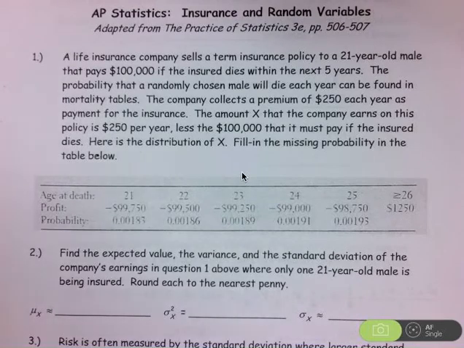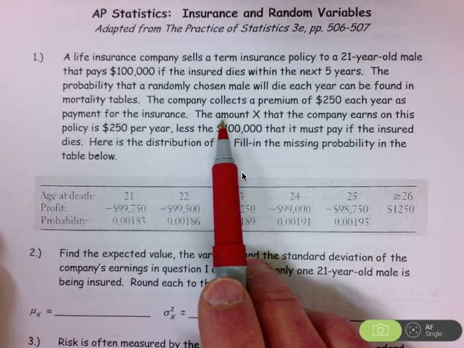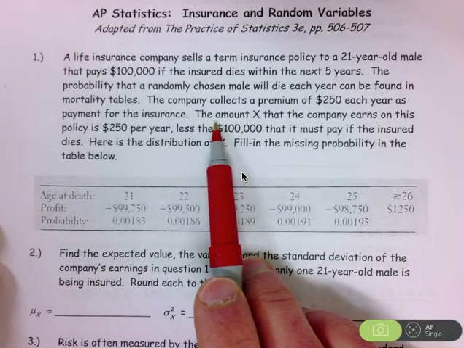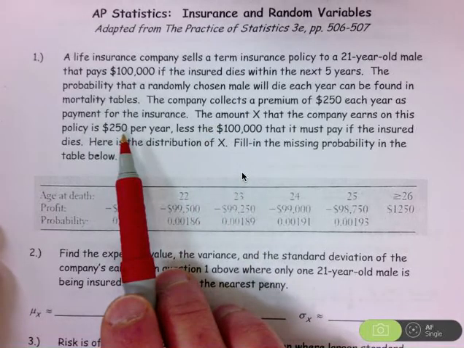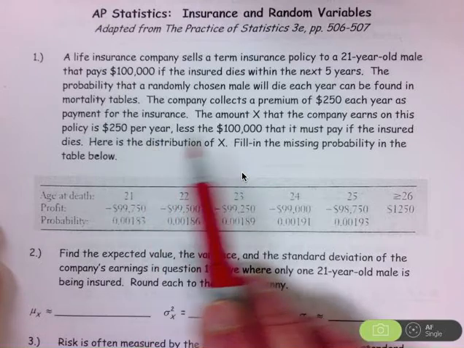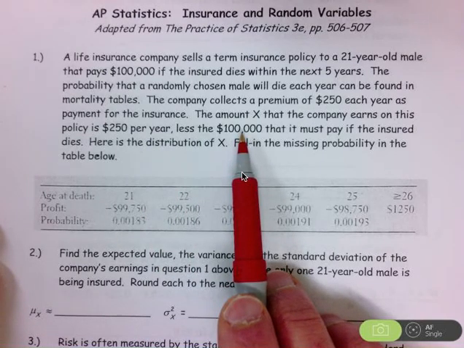Let me give you some hints about how to complete this assignment that involves looking at how insurance companies make money. So, first of all, it's important to read the setup here in question number 1. The random variable x that we're looking at is the amount that this company earns on the policy that they are selling to this 21-year-old male. So the amount that they earn is the $250 they collect for the year, but you also have to take away the $100,000 that they must pay if the insured dies.